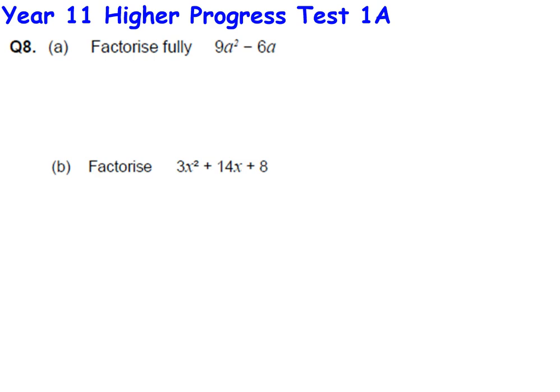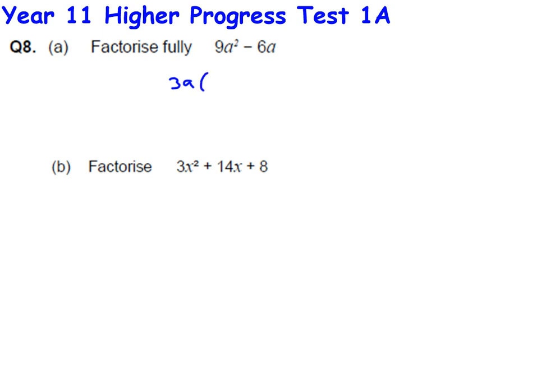Question 8 is all about factorising. Now, question A tells us that we need to factorise fully 9a squared take away 6a. First, we need to find the highest common factor of 9 and 6, which is 3, and then we need to look at the highest common factor of a squared and a, which is a. So outside the brackets, we'll have 3a.